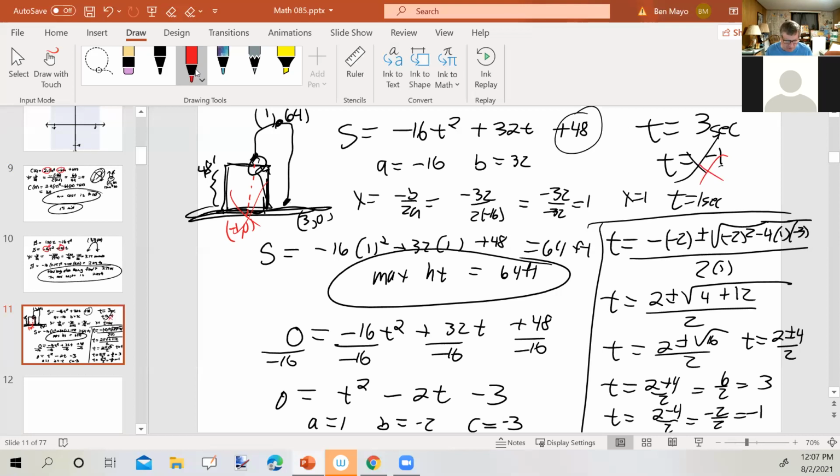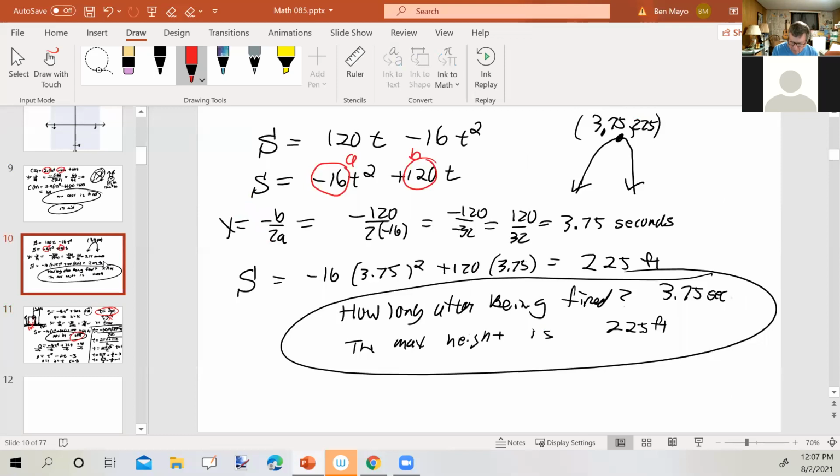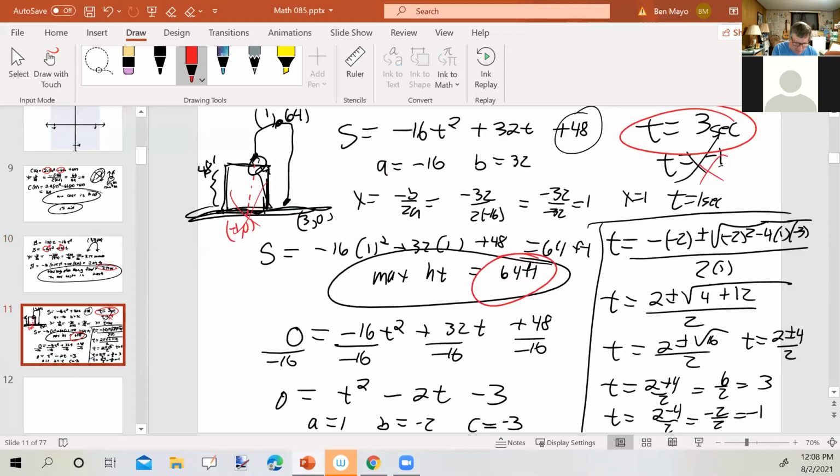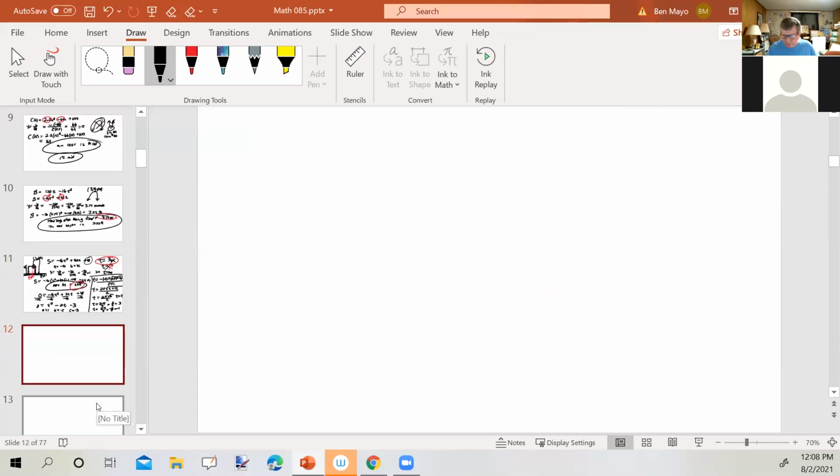So back to the answers to the question. Find the maximum height: 64 feet. When does the ball hit the ground? After 3 seconds. Now again, notice that's different from this problem where they want to know how long until it reaches the maximum height, not how long until the blown up fireworks hit the ground. So read the questions carefully. Okay, new problem. Before we go on there, any questions on that one?